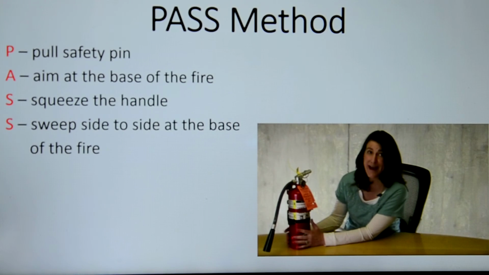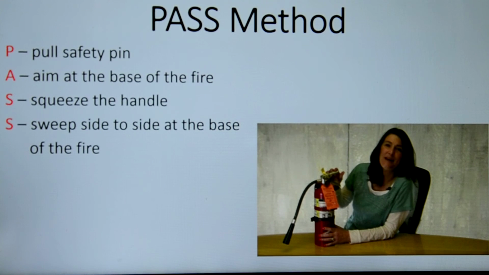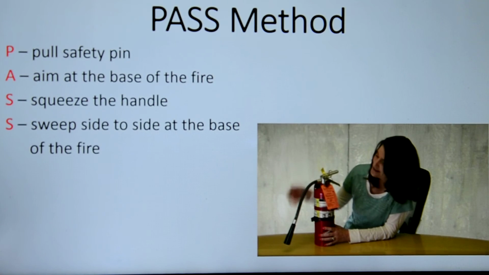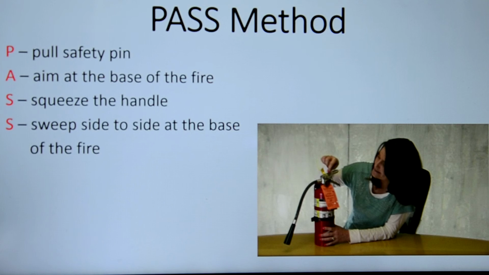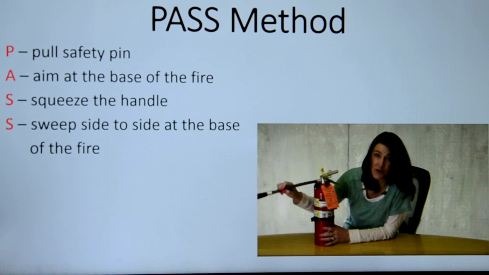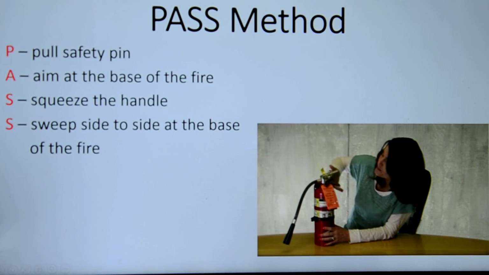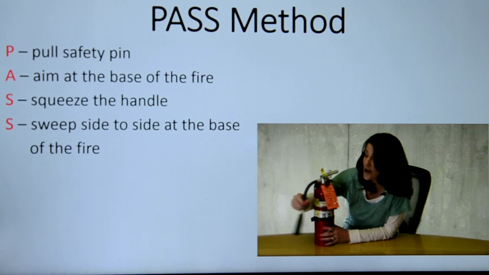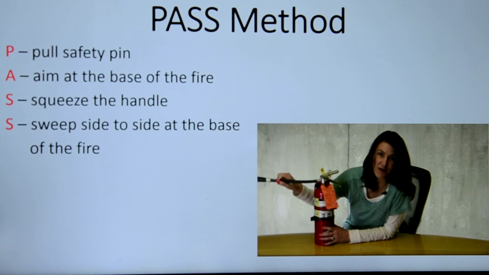Let's talk about PASS very quickly. Pull, aim, squeeze, sweep for fires. You want to make sure you pull the pin. A is for aiming the nozzle at the base of the fire. You want to squeeze the handle, and you want to make a low sweeping motion with the fire extinguisher.